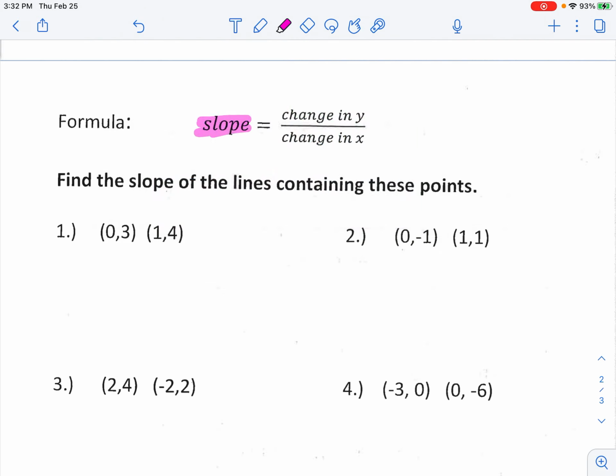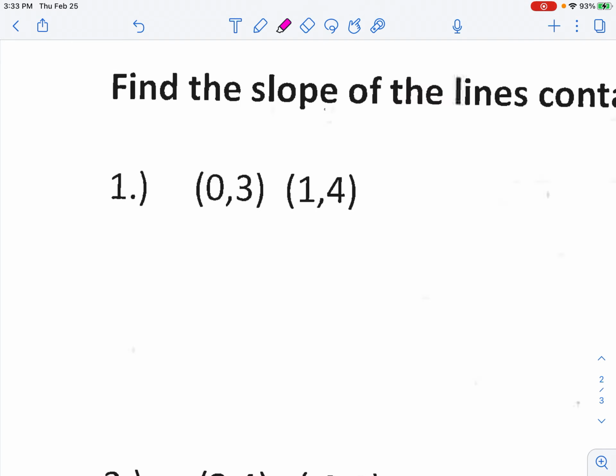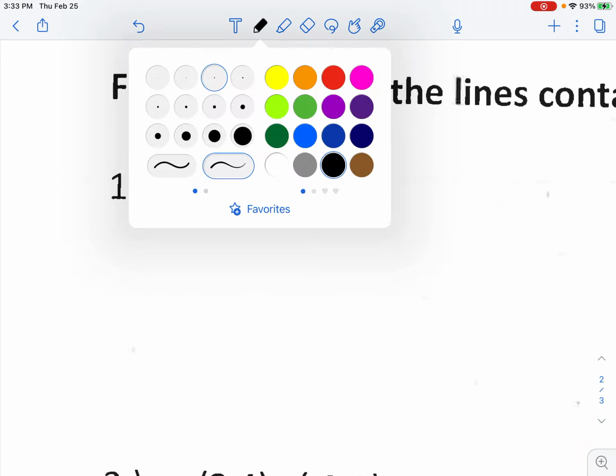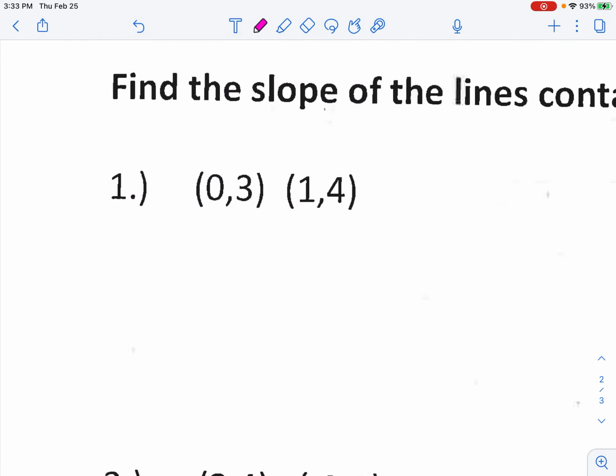How do we find the slope of the line? The slope is equal to the change in y over the change in x. So find the slope of the lines containing these points. The change in y. So the first thing I want you to do is we're going to look at this one. We need to know which one of these coordinates is the x and which one is the y. So 0 is our x coordinate, 3 is our y coordinate. 1 is the x, 4 is the y.